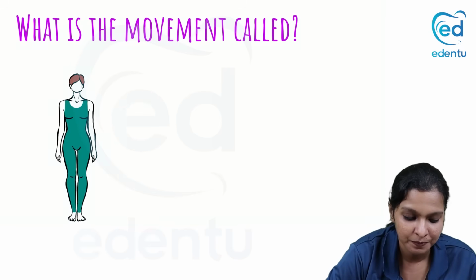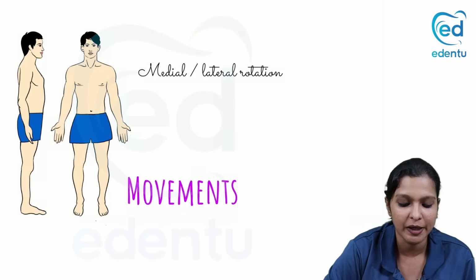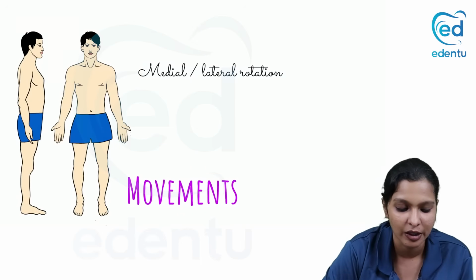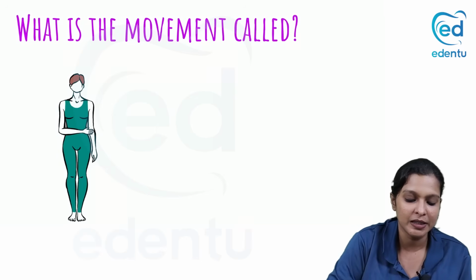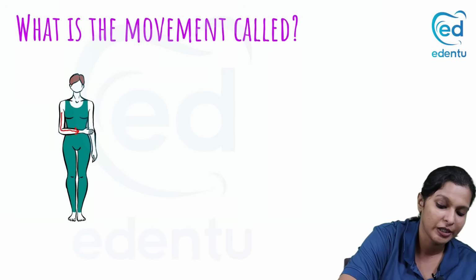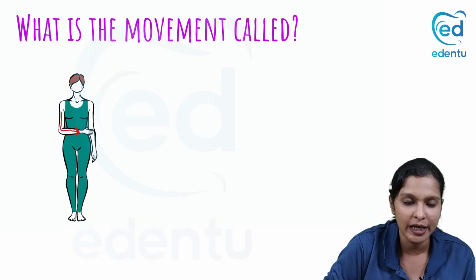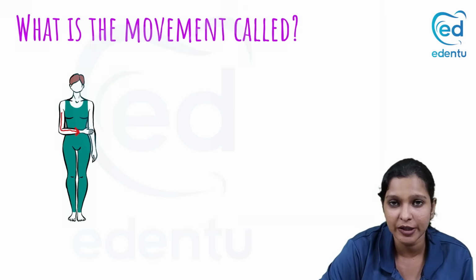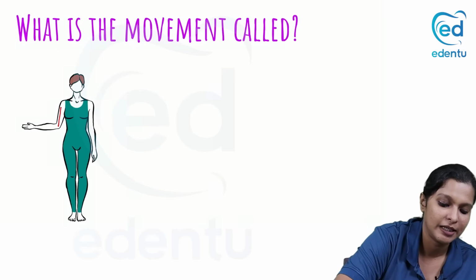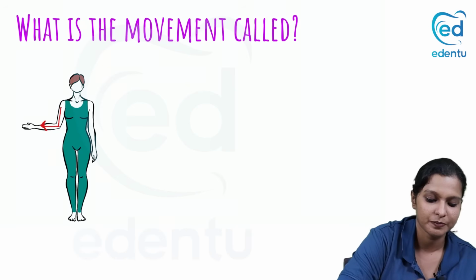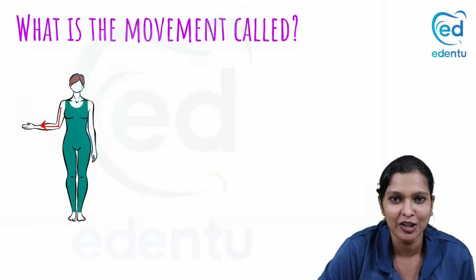The next one, so once again both the hands are in adducted position. The next pair of movements is medial versus lateral rotation. For this, just focus on the elbow joint alone. Here you can see that the elbow joint is moved inwards. We saw now anything close to the midline is called medial. It is rotated inwards, so it is called medial rotation, and if it goes outwards like this, it is called lateral rotation. So that's about the next pair of movement, that is medial and lateral rotation.